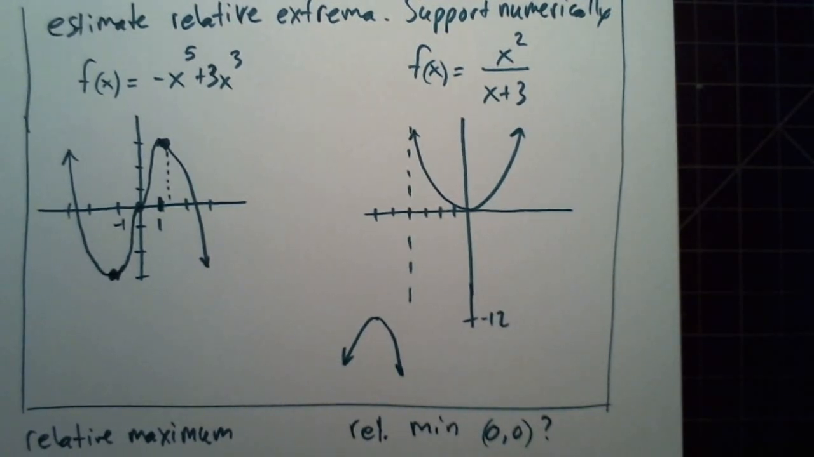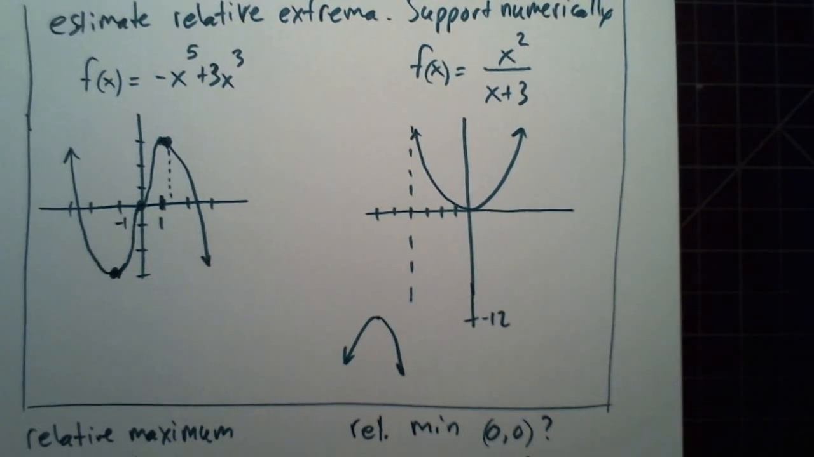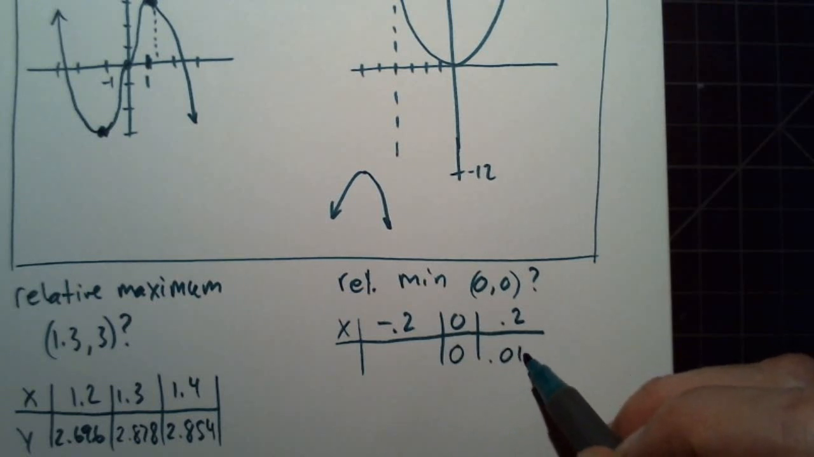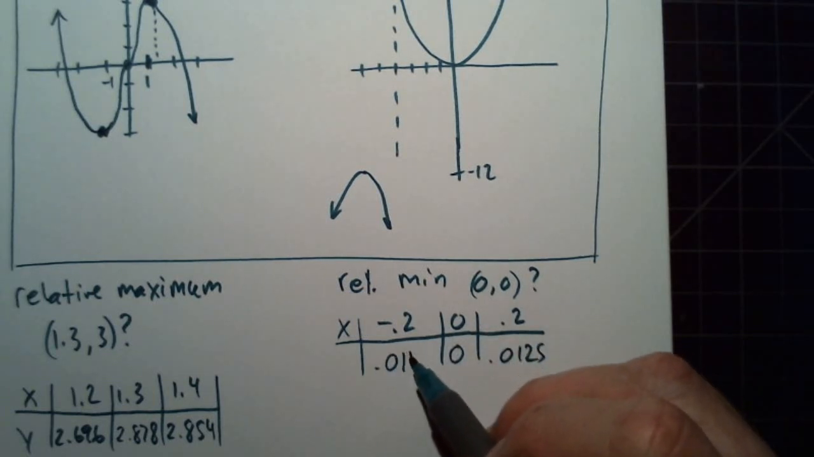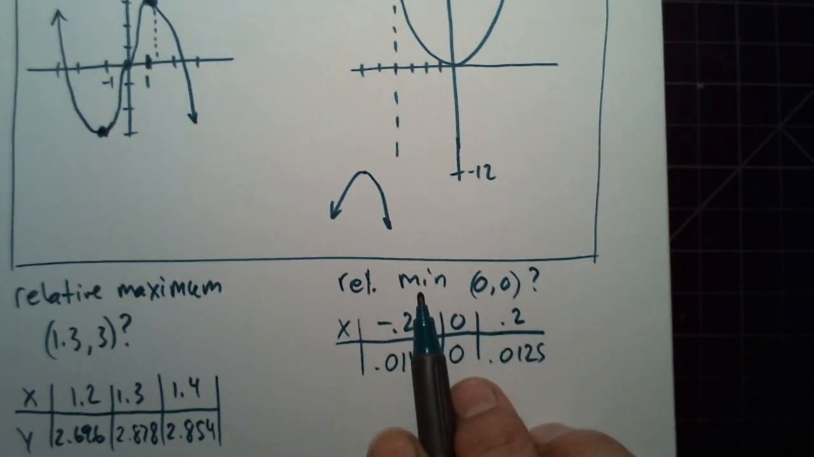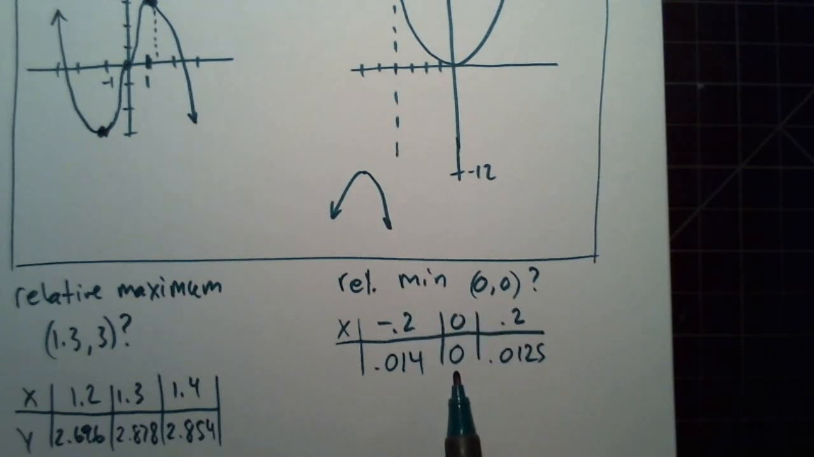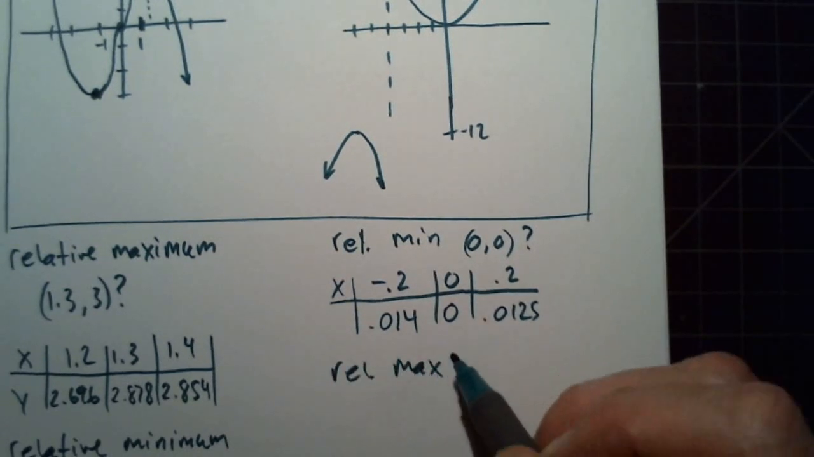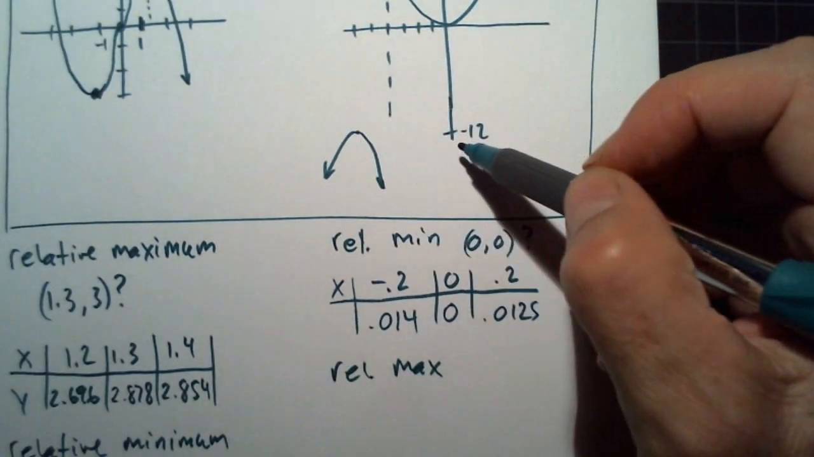We'll go to either side. Let's go to 0.2 and negative 0.2. The y value is 0. And here we have 0.0125, 0.014. If we're going to say that's a minimum, we want the y value to be lower than the numbers on either side, and it is. So that's support that we have a relative minimum there. The maximum looks like it's at negative 6, negative 12.